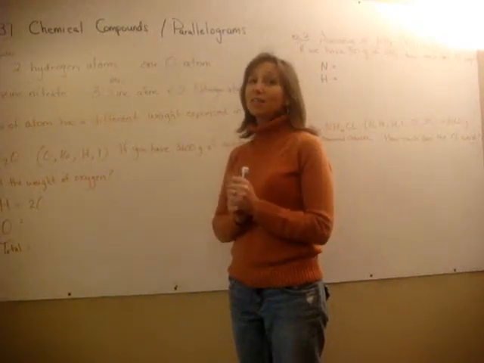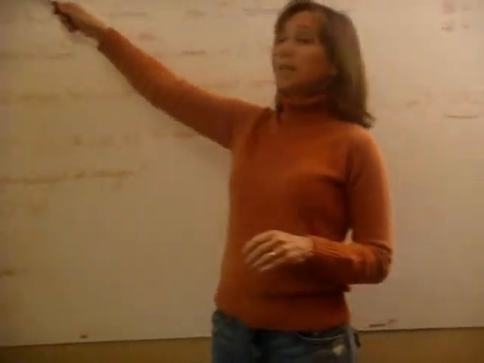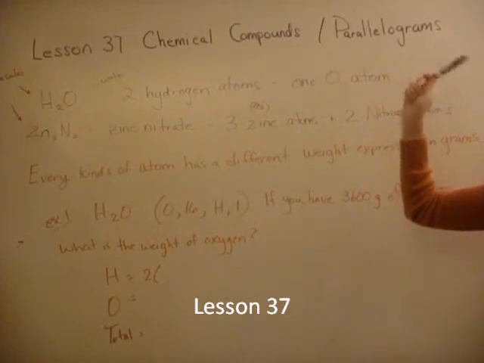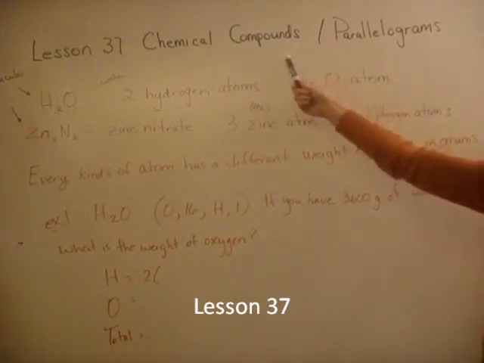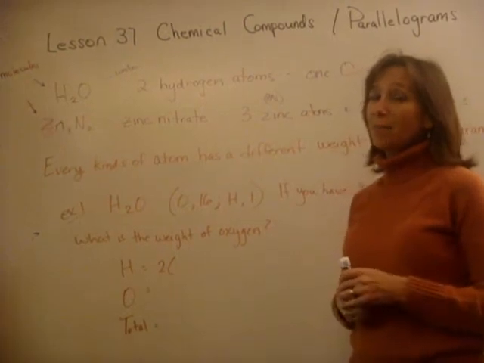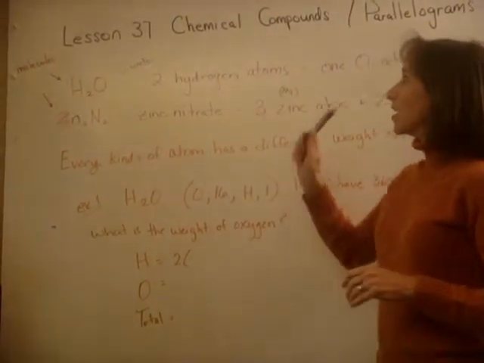To go over Tuesday's lesson, which should be today. You should be watching this on Tuesday. Lesson 37, chemical compounds and parallelograms. First, we're going to do chemical compounds. This is more like a chemistry lesson than it is a math lesson, but there is math involved, so that's why it's a math lesson.